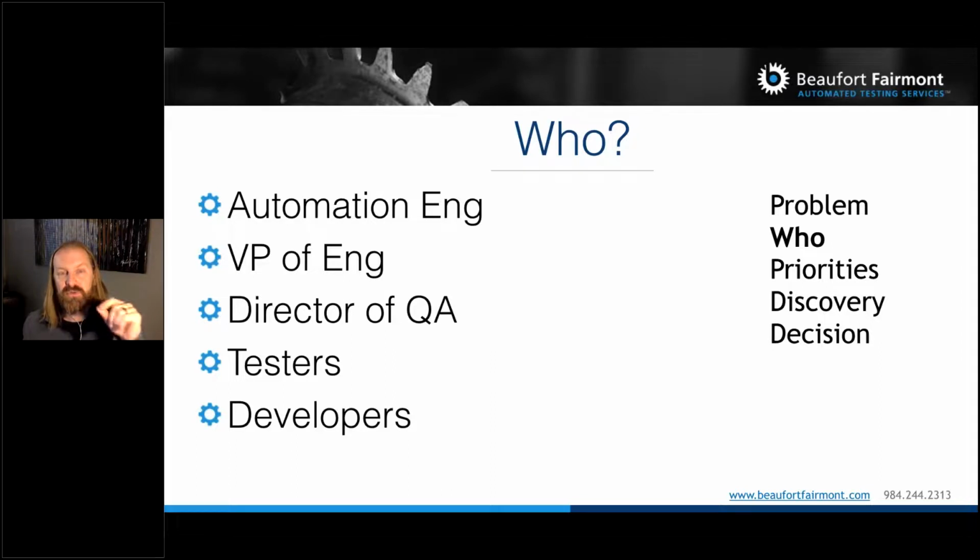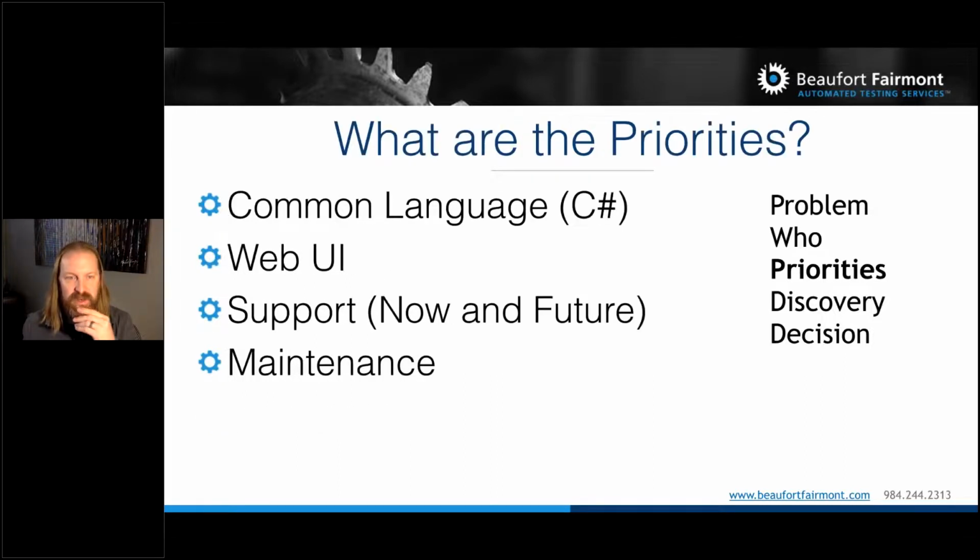If we choose the same programming language between the tool and what the developers use on a day-to-day basis, it's easier to get their help. So that is one of their factors here. And we see that here in the priorities or constraints: a common language, C#, a web UI that they want to test. We want to make sure that maintenance is low and that we have support now and in the future.